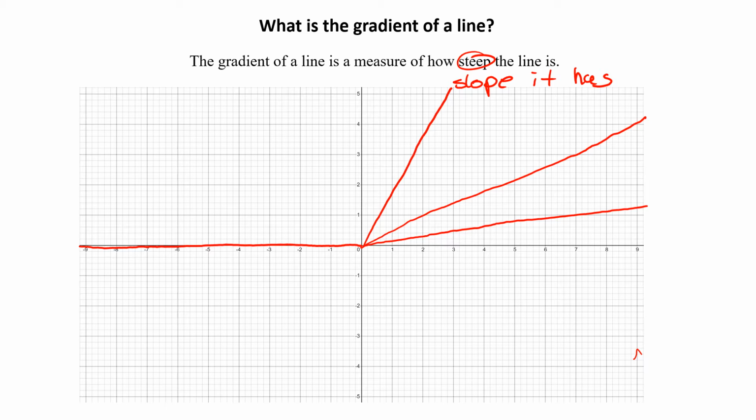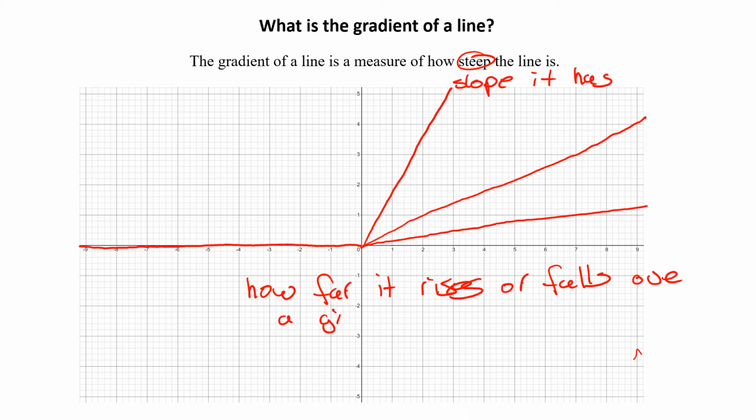So the best way to think of this is that the steepness, or the slope, of a line depends on how far it rises or falls, because you can have a negative slope, over a given horizontal distance. Okay, maybe write that a bit neater.